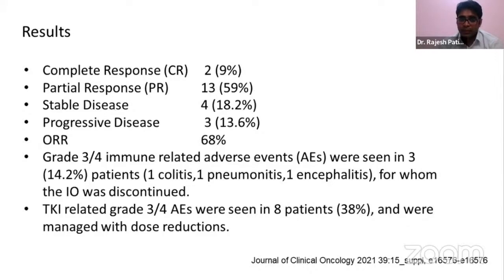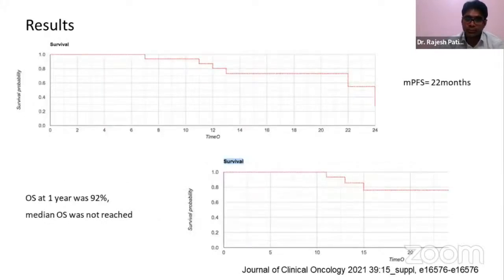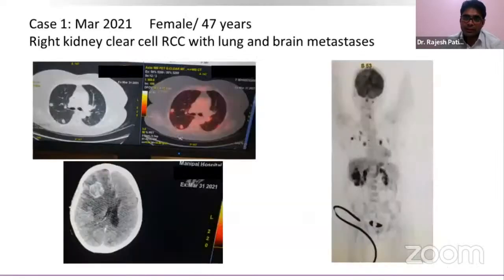One patient had colitis, one had pneumonitis, and one had encephalitis. TKI-related grade 3 and grade 4 adverse events were seen in 8 patients, and they were well managed with dose reductions. So overall survival at 1 year was 92%, and median overall survival was not reached. This survival is what we have seen in the phase 3 trial, and in the real world also this immunotherapy plus TKI translated the same result as in the phase 3 randomized trial.